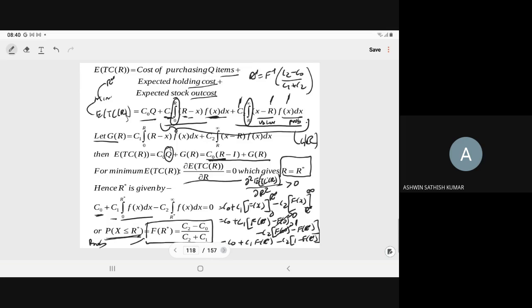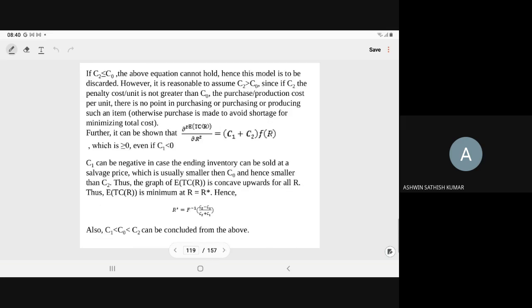Here, if C2 is less than or equal to C naught, the above equation cannot hold. Hence this model is to be discarded. However, it is reasonable to assume C2 greater than C naught, since if the penalty cost per unit is not greater than the purchase or production cost per unit, there is no point in purchasing or producing. If the penalty is not greater than the purchasing cost, nobody will do the business.